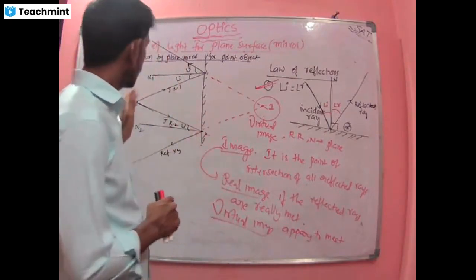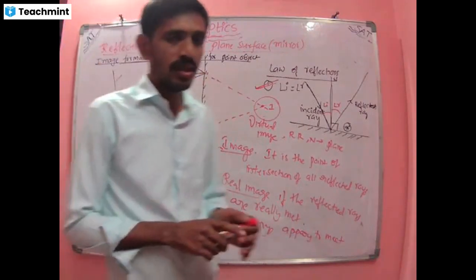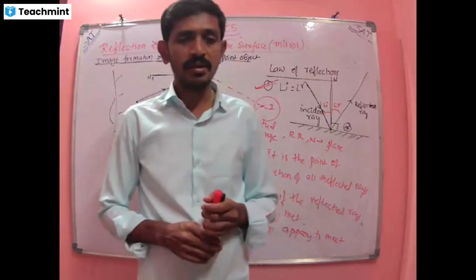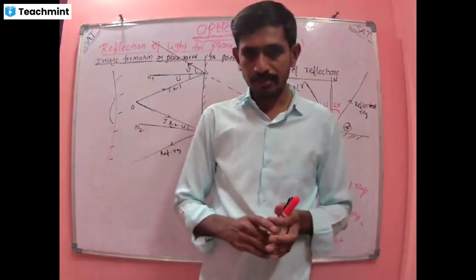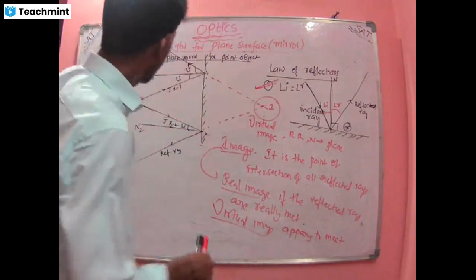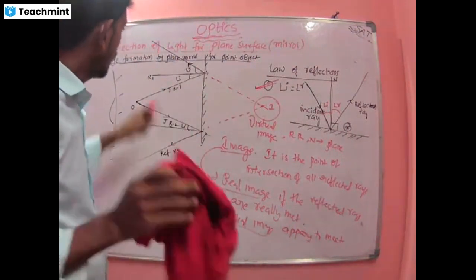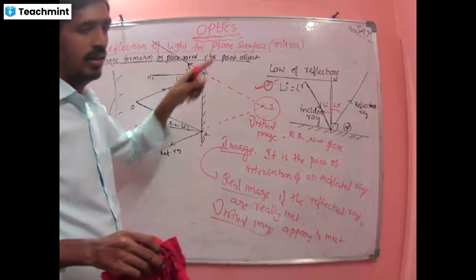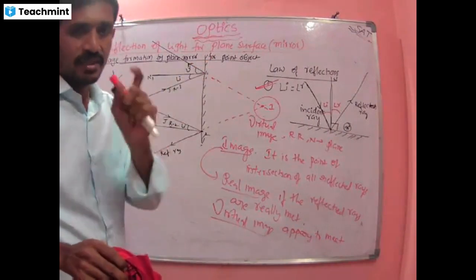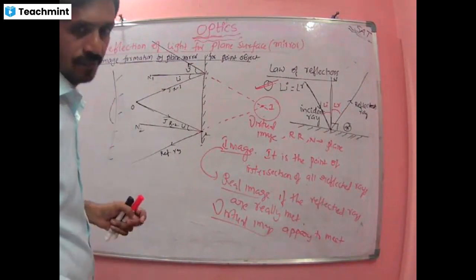And image formed by plane mirror for a point object. They are asking to draw the image formation by plane mirror for a point object. So we can draw this diagram here. Yes, this is about the image formation by plane mirror. I can take one more here: image formation by plane mirror for an object which has some size. Please take a screenshot.